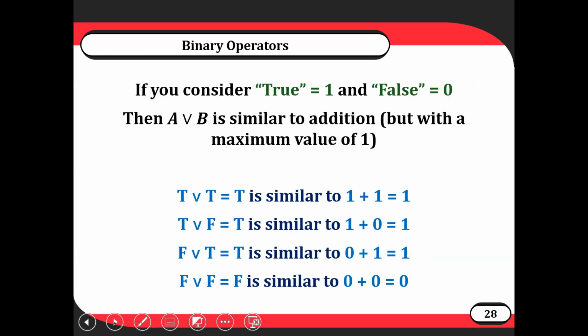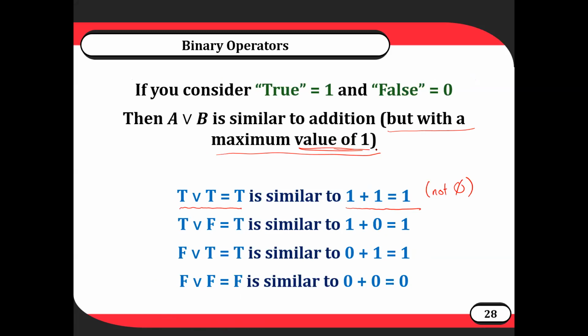So let's look into that a little bit. It's similar to addition, but now our analogy starts to break down a little bit. It's similar to addition if we have a maximum value of 1. But as a heuristic, you can perhaps use it to remember your OR: true or true equals true is similar to saying 1 plus 1 equals 1. What we're really saying is not 0. So if we keep this maximum value of 1, like I said, it breaks down a little bit here, but you can still use it. True or false equals true is similar to 1 plus 0 equals 1. False or true equals true is similar to 0 plus 1 equals 1. And then false or false equals false is similar to 0 plus 0 equals 0. Okay, so again, the analogy is not as great this time, but you can still use it.